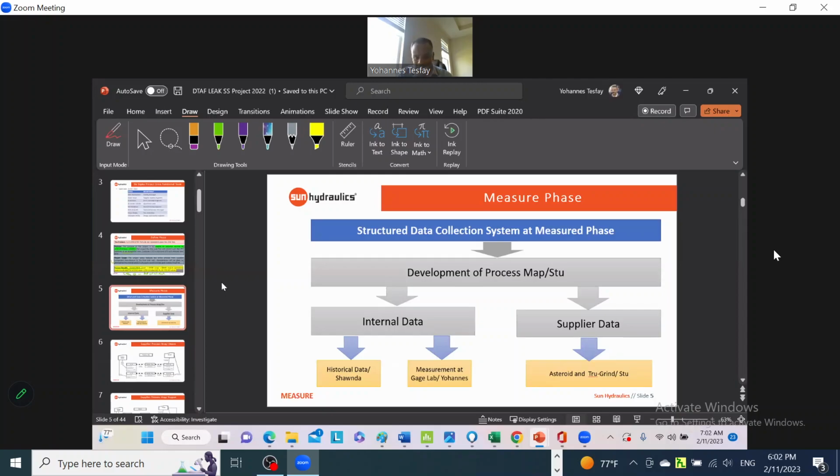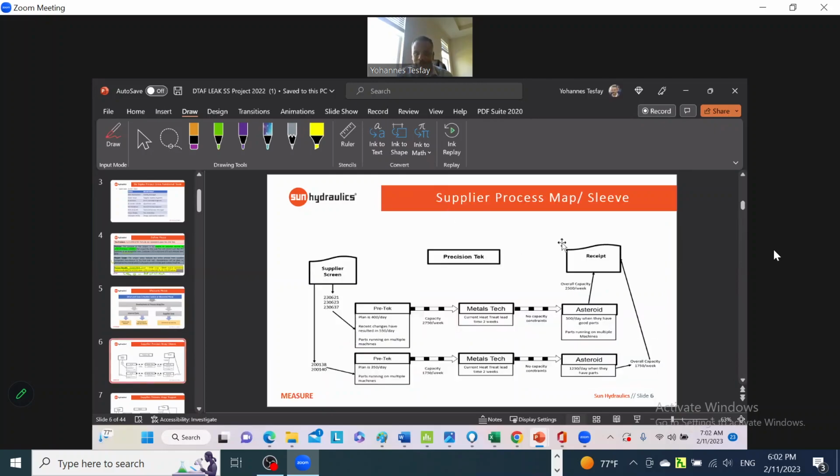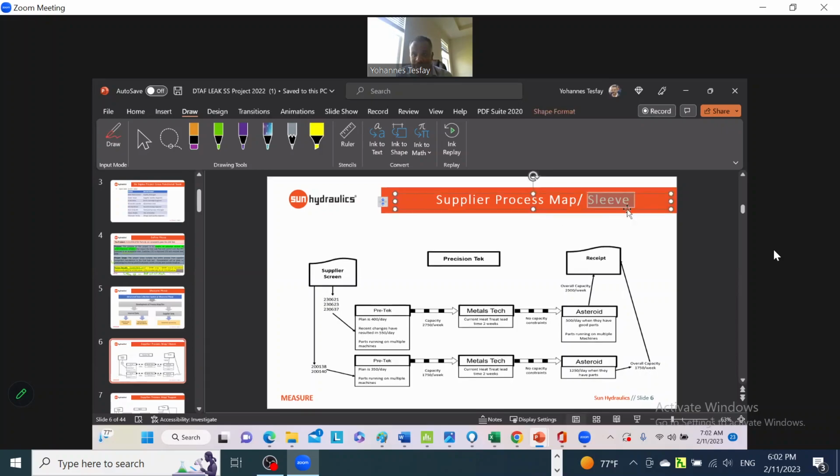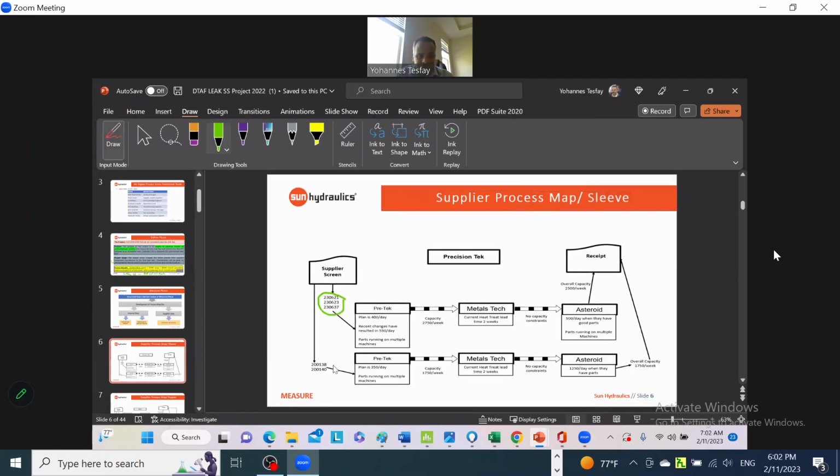Then here, now we're going to look at the parts. There are two important parts. One is the sleeve, and the other part is the poppet. I'll show you here. These are sleeves, and these are the poppets. So this is another company called Pretech. In Pretech, this operation is done.